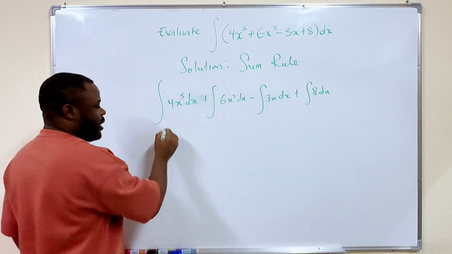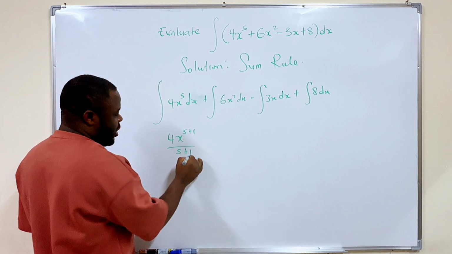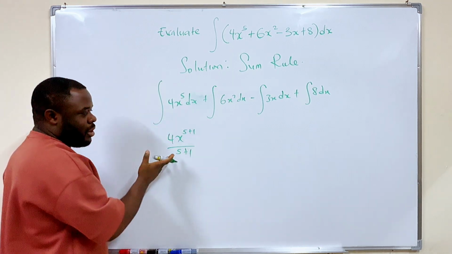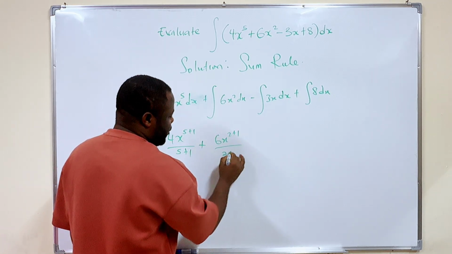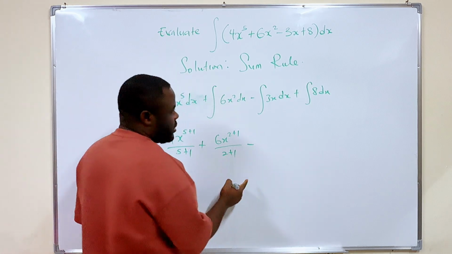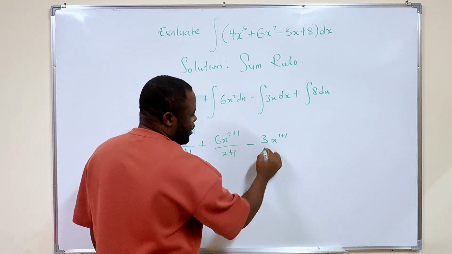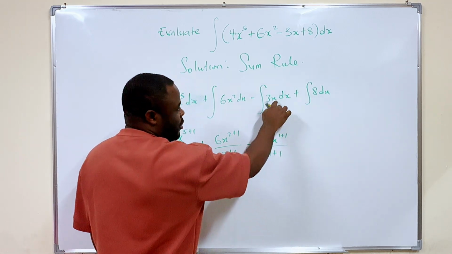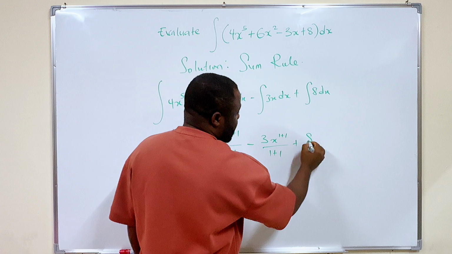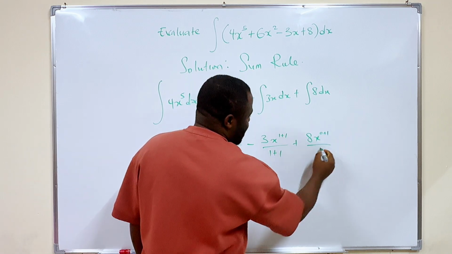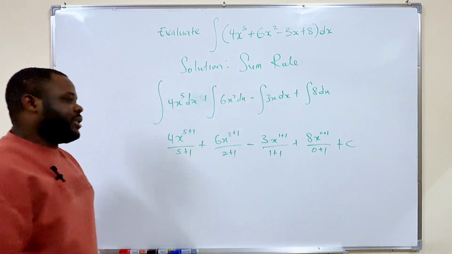So basically what you have to do here, this is going to give you 4x^(4+1) over 5+1, because you are going to use the power rule, right? Then plus 6x^(2+1) over 2+1. Then minus, we have 3x^(1+1) over 1+1, because this x has the power of 1. So here we now say plus 8x^(0+1) over 0+1. Then we now put our constant of integration, which is c.